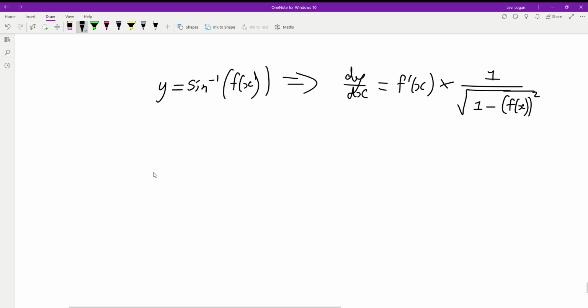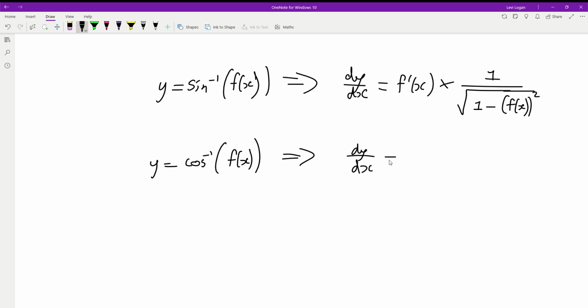If we have y equals cos inverse of f of x, this implies dy dx is equal to f dash of x times by negative 1 on the square root of 1 minus f of x all squared. Okay? And that's it really. That is the chain rule applied.